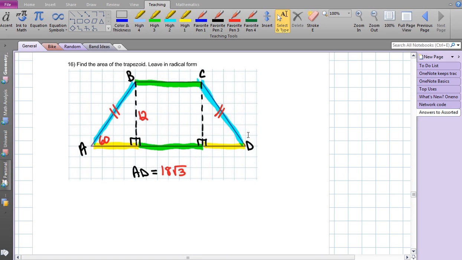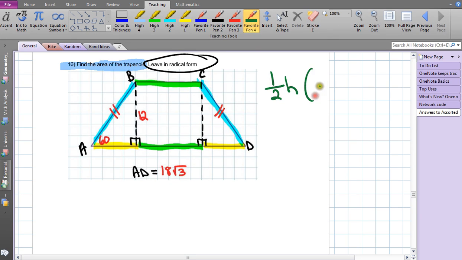Okay, we have 5 problems left, and it looks like we have to find the area of this trapezoid. Don't forget to leave it in radical form. So once again, the formula for a trapezoid is 1/2 the height, and we've got to take base 1 and add it to base 2. So it looks like we just have to fill in 3 numbers in here.